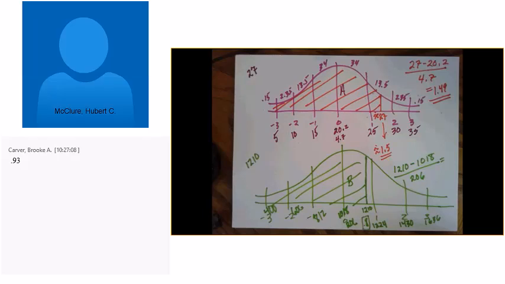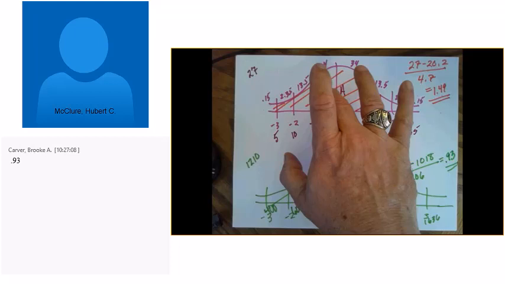0.93. Okay, 0.93. Now, I want y'all, with your calculators, what was that? Okay, she got 0.93. My computer was making a noise. All right, so whatever calculator you have, I want you to find the orange area and the green area. Find the orange area and the green area.